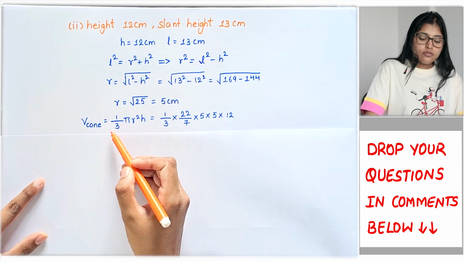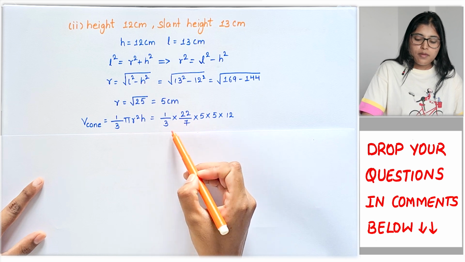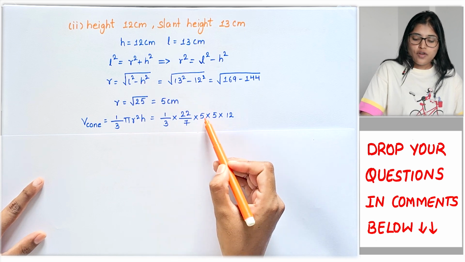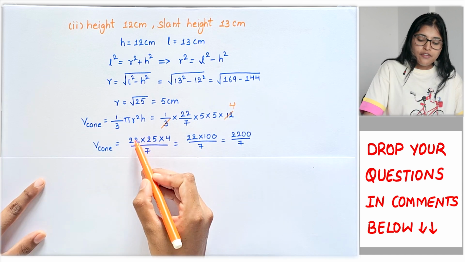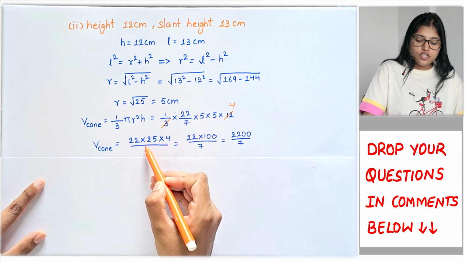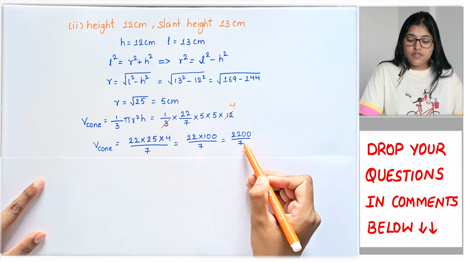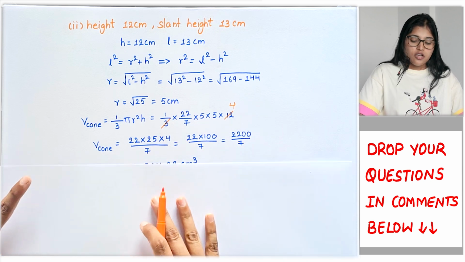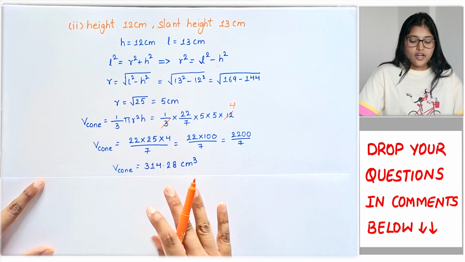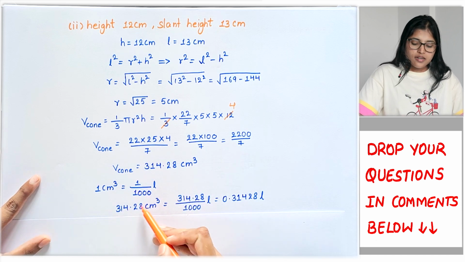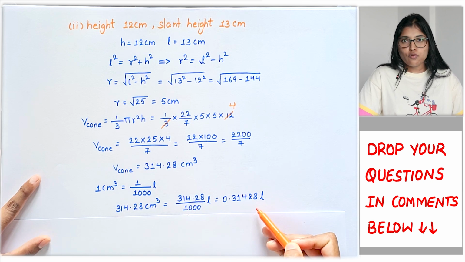The formula for volume is 1/3 pi r square h, and substituting the values, I can write 1/3 into 22/7 into 5 into 5 into 12. So 3 ones are 3, 3 fours are 12. Now I'm left with 22 into 5 into 5, which is 25, into 4 by 7, which is 22 into 100 by 7, which is 2200 by 7. So volume of the cone is 314.28 centimeter cube. Now converting this into liters, I can write 314.28 by 1000, which is 0.31428 liters.